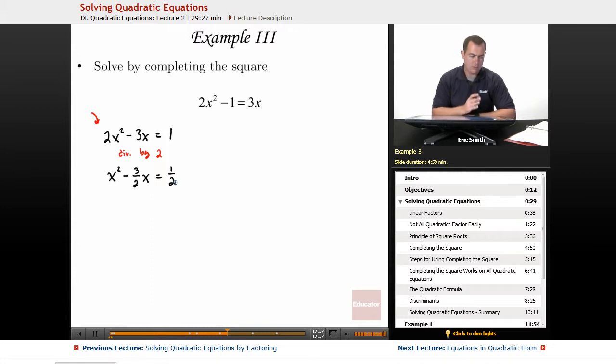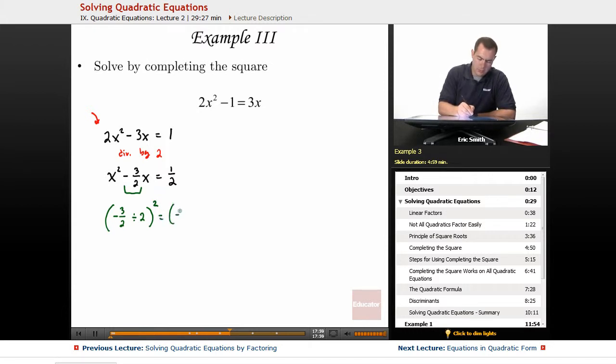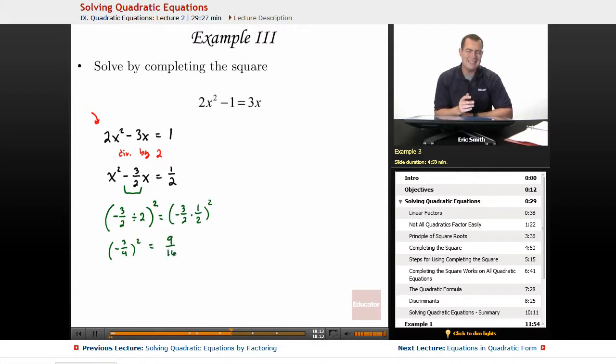Okay. Now that we've gotten to this point, I need to figure out what number I should add to both sides of my equation so that the left side will factor nicely. Remember, it really comes from this number right here. We'll take it, divide it by 2, and then take that result and square it. Well, just because it's a fraction doesn't mean we can't work with it. That's the same as multiplying by 1 half. So I get negative 3/4 squared, which is the same as 9/16. So 9/16 is the number that I should add to both sides.